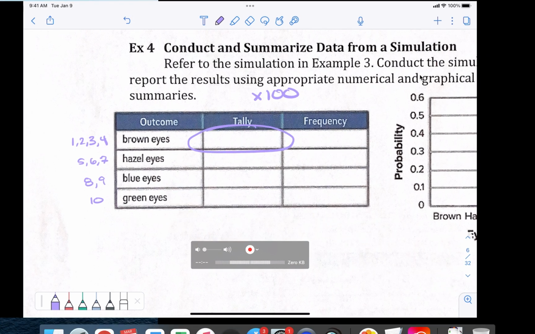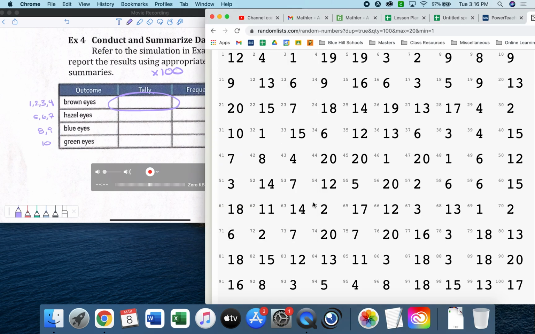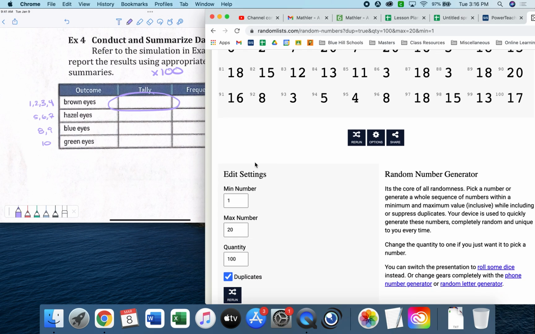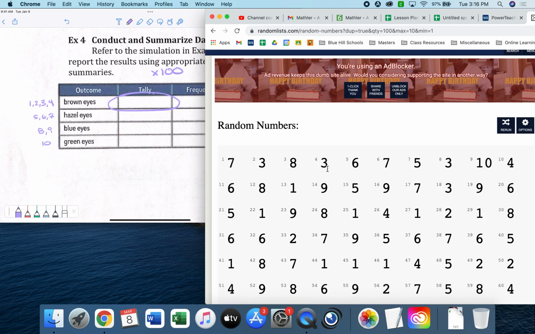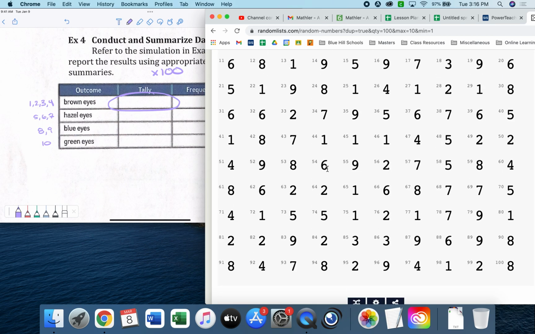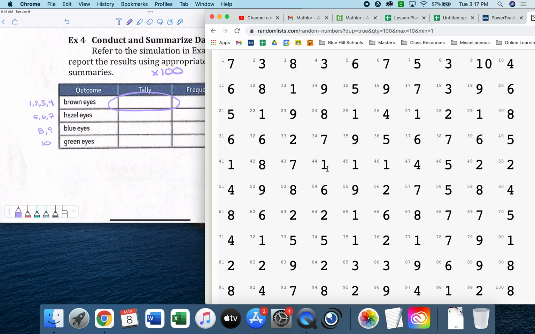So let's go back to our number generator. Here we go. I'm going to run this again. My minimum number is 1. My maximum number is 10. And we're going to do it 100 times. Duplicates, yes. Here we go. Here's our numbers now. So which category should we start with? Which ones are we counting first? 10.